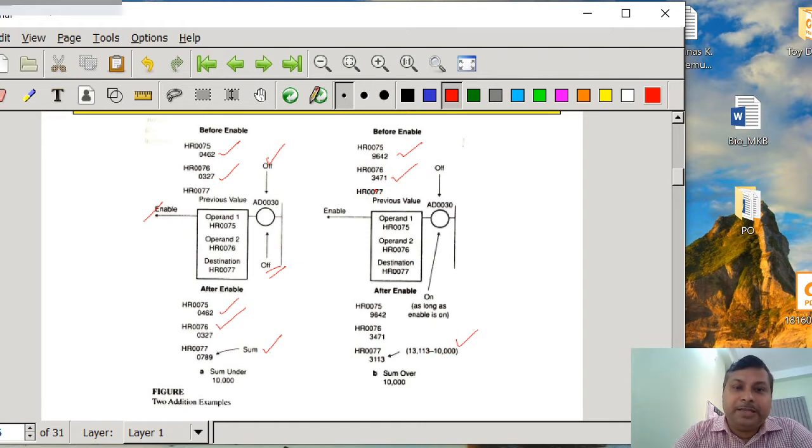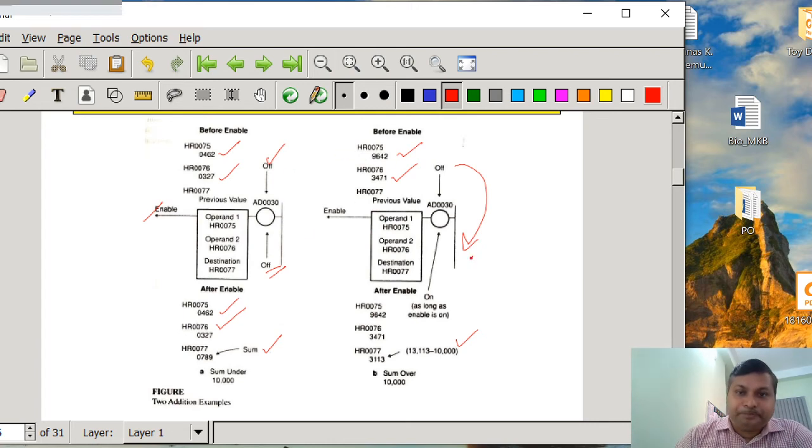Then what will happen? HR77 will contain 3113, because 13,113 minus 10,000 is 3113, and at that time AD0030 is going to be on from the off position to indicate that there is an overflow. Otherwise, for normal operation, AD0030 has no activity. This AD indicates it is an addition operation.